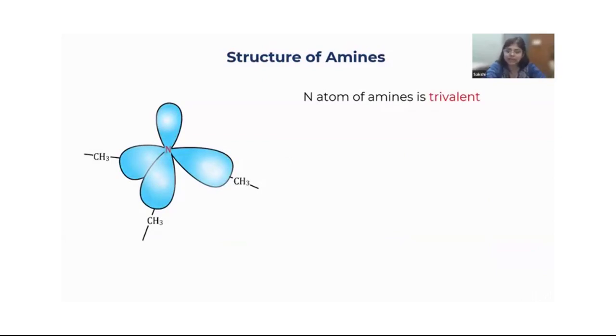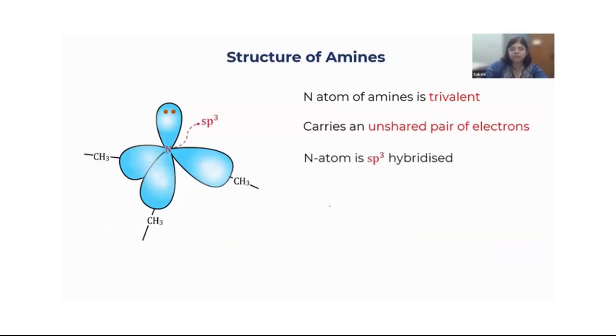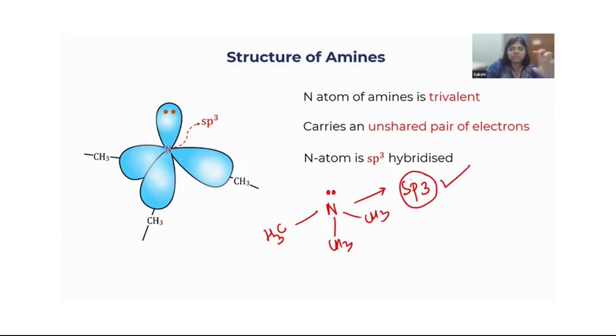Let us understand. It is trivalent, meaning it makes three bonds. So it carries an unshared pair of electrons. Let us see. So I have nitrogen and it has, for example, three groups. It is making three bonds and there is an unshared pair of electrons. Now here the hybridization is sp3, right? The hybridization is sp3, but the shape is what? The shape is trigonal pyramidal over here, right? The geometry is sp3 and the shape is trigonal pyramidal.